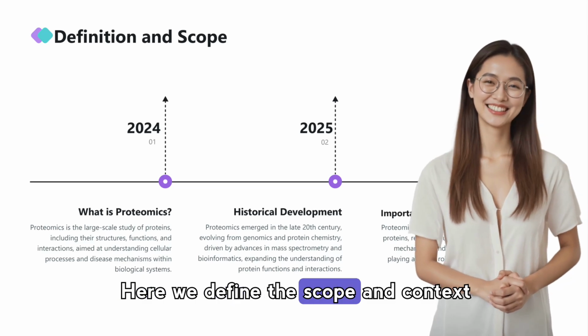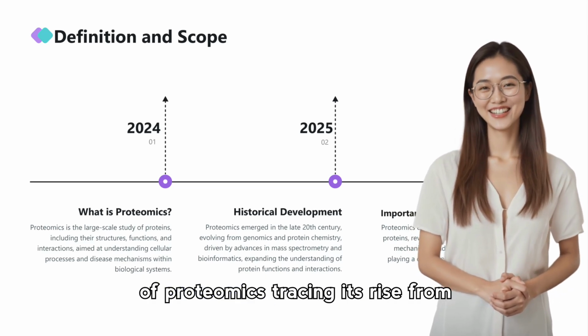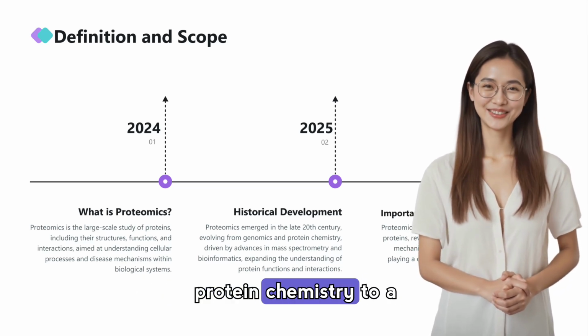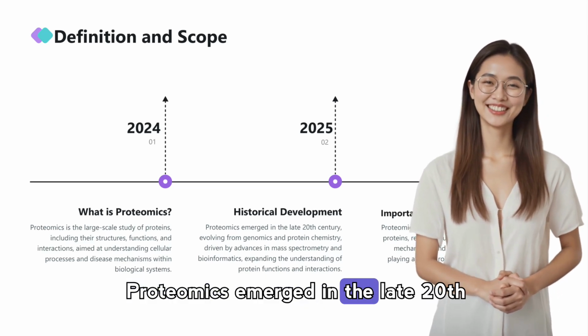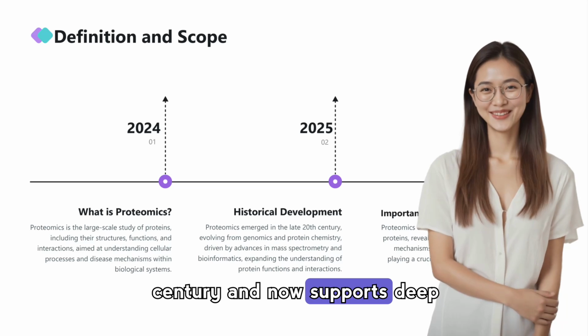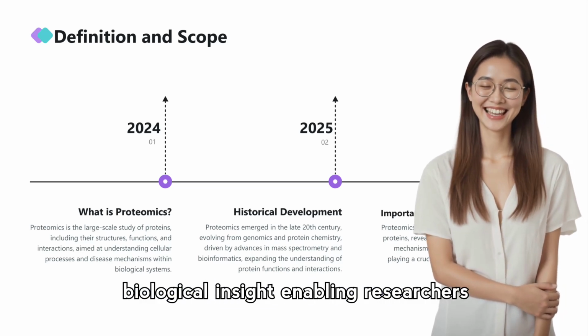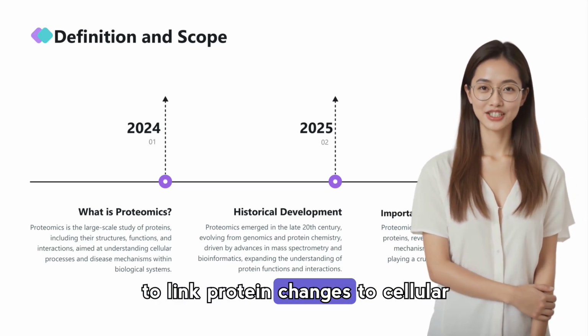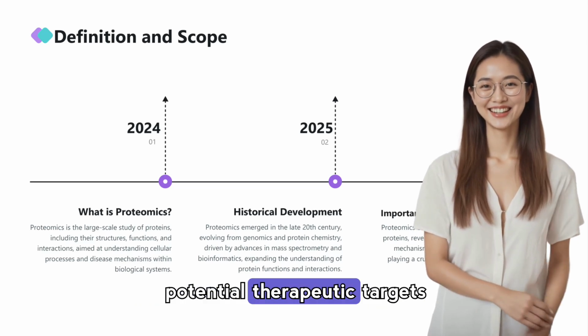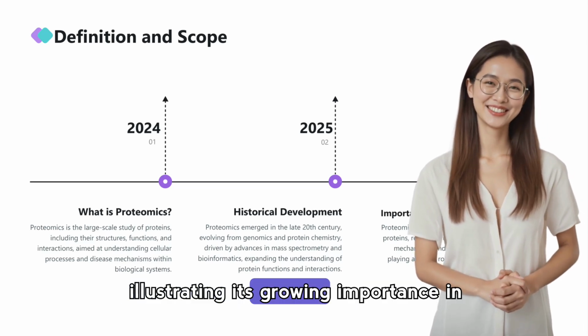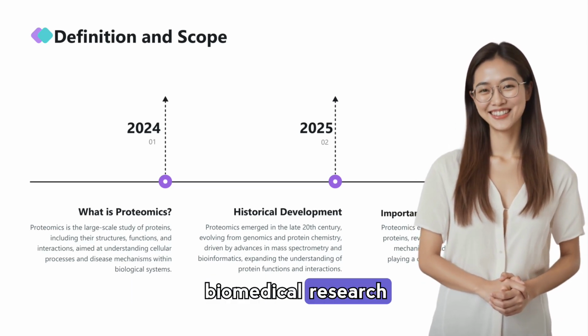Here we define the scope and context of proteomics, tracing its rise from protein chemistry to a mass spectrometry-driven field. Proteomics emerged in the late 20th century and now supports deep biological insight, enabling researchers to link protein changes to cellular processes, disease mechanisms, and potential therapeutic targets, illustrating its growing importance in biomedical research.